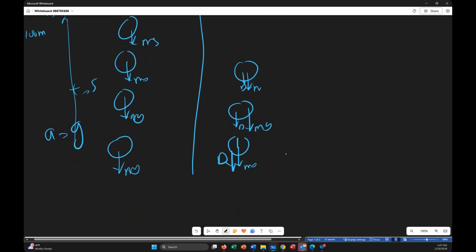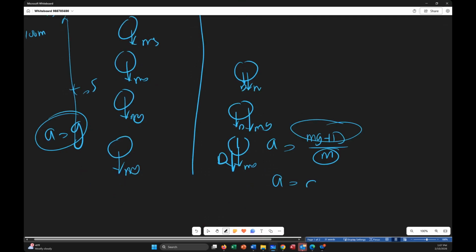the acceleration here and the acceleration here, what is the acceleration here? Acceleration here is mg plus d, divided by m, yes? Net force divided by the mass of that object. The m cancels, so acceleration is g plus d over m, yes? If g was 10 here, it's going to be 10 plus a new number. Let's say it's going to be 12.